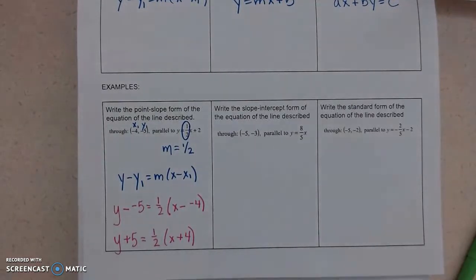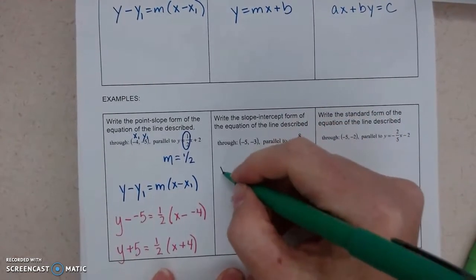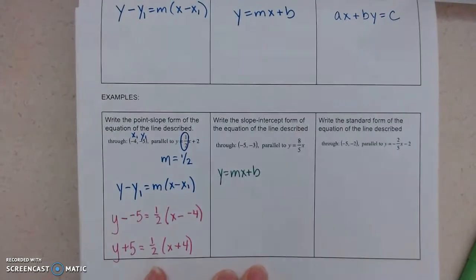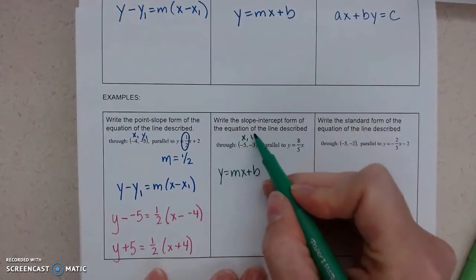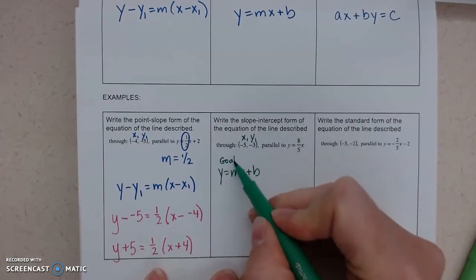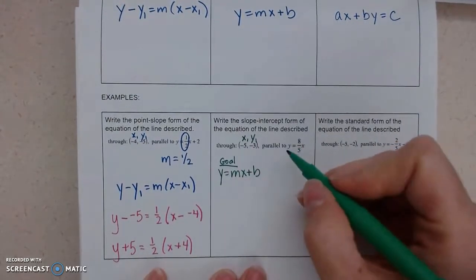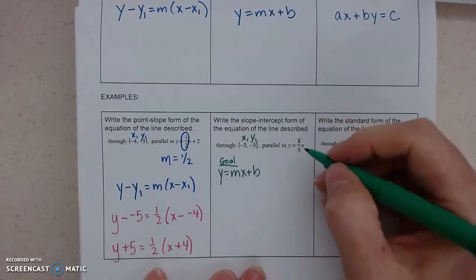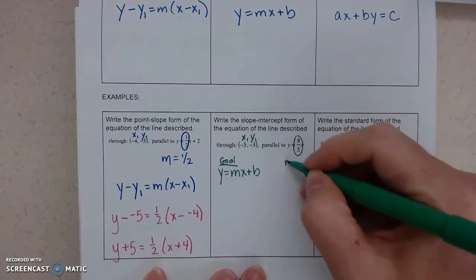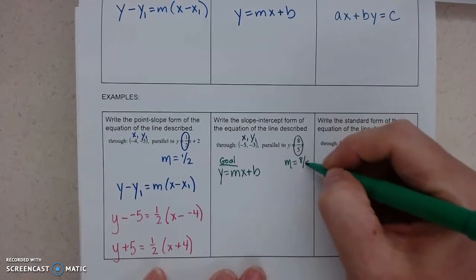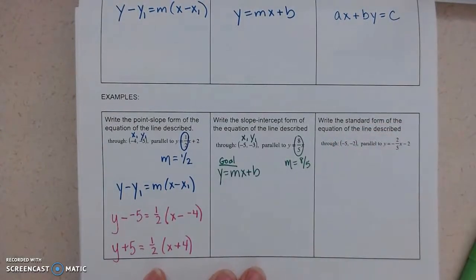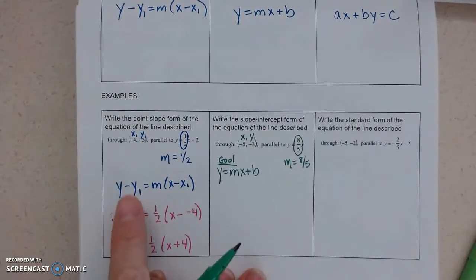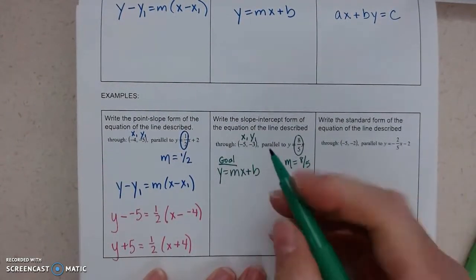So same idea. They want slope intercept form. So y equals mx plus b is our goal. And they give us a point. Sorry, let's write that that's our goal. And they want it to be parallel to y equals 8x plus 0. So that means the slope of our new line also needs to be 8/5 since it's going to be parallel. Now, it doesn't ask for point slope form, but I have found that that's the quickest one if you're given a point and a slope.